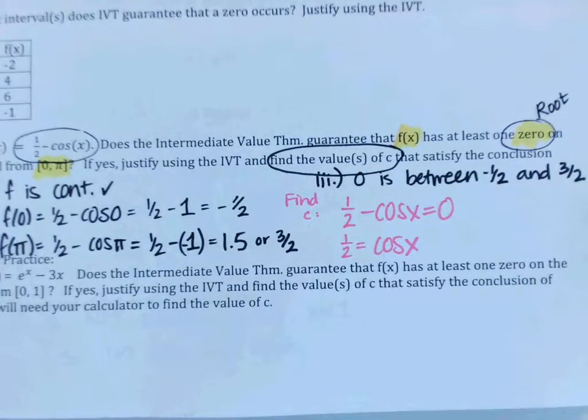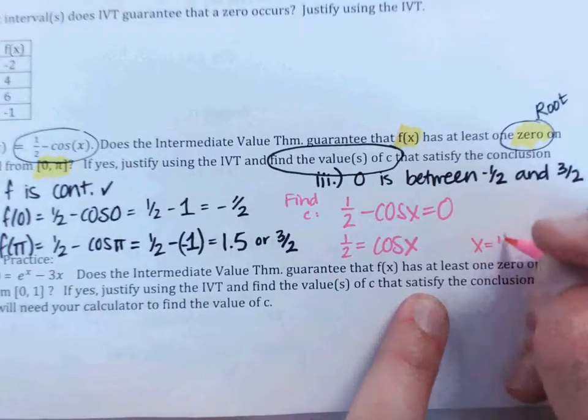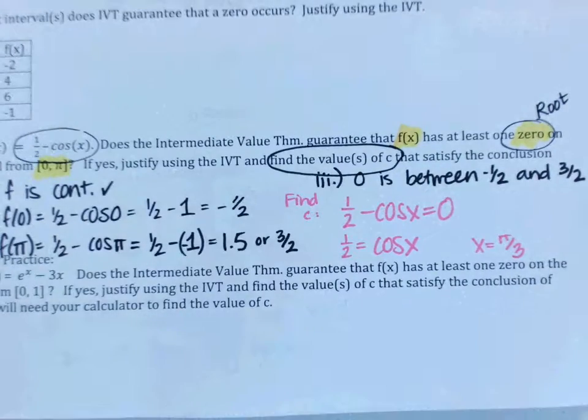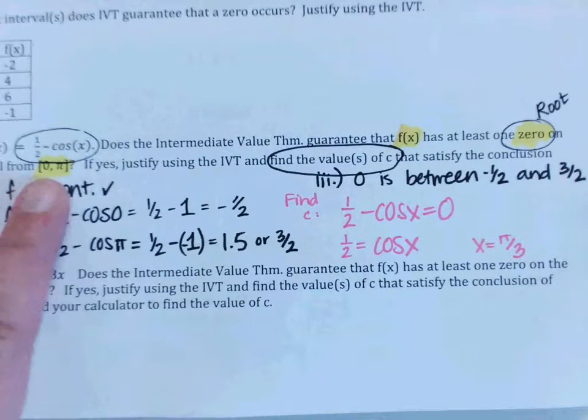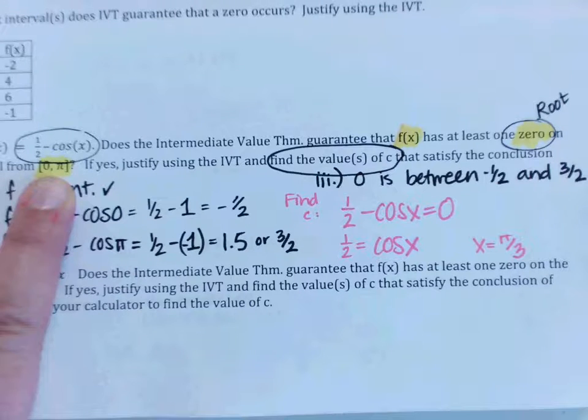And then what I would do from there is look at your hand. If I want one cosine finger, which one do I need to bend? I need one finger on the top. Pi over 3. So I need one finger on top, then that means my answer is pi thirds. Now, question. If your answer is pi thirds, is that between 0 and pi? Yes. So you know that you found a C that's good for the theorem. Good?